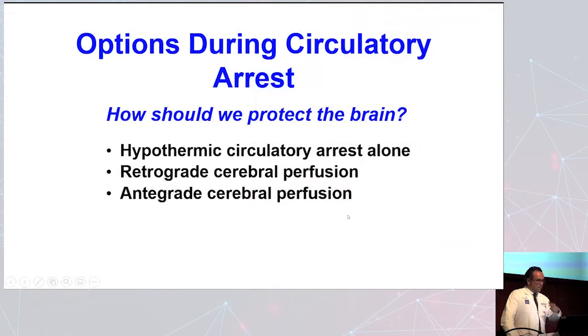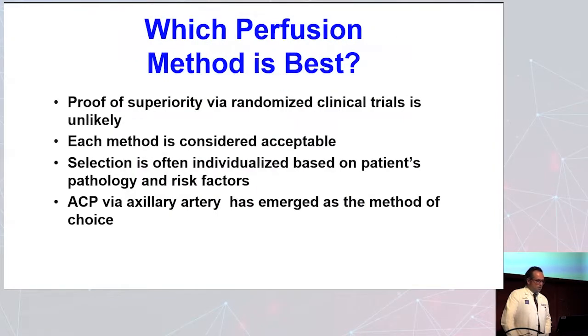What options do we have for circulatory arrest? We either go straight to hypothermic circulatory arrest, retrograde cerebral perfusion, or antegrade cerebral perfusion. Which method is superior? It can be a debate at every single meeting. I think it depends on what works for the surgeon and what feels comfortable, because there are no randomized clinical trials showing that one is better than the other.